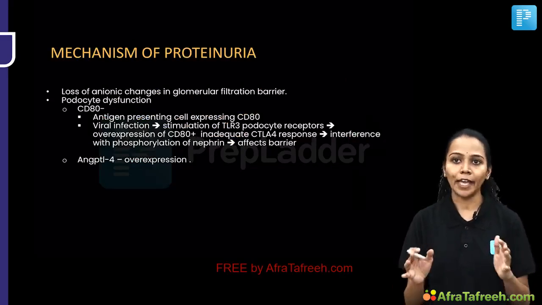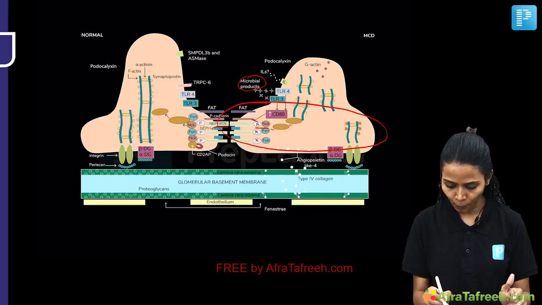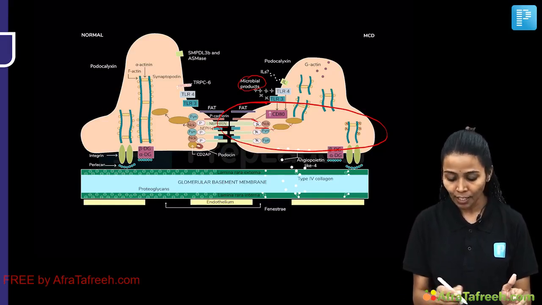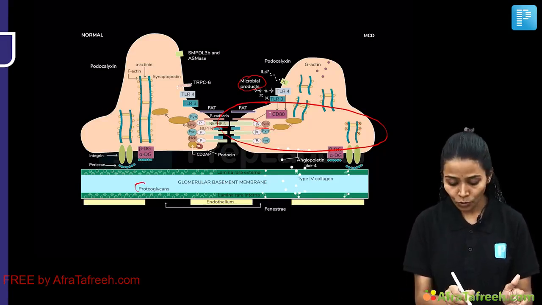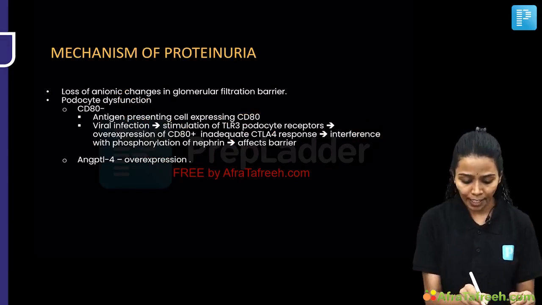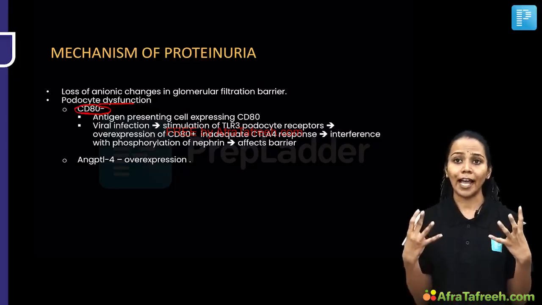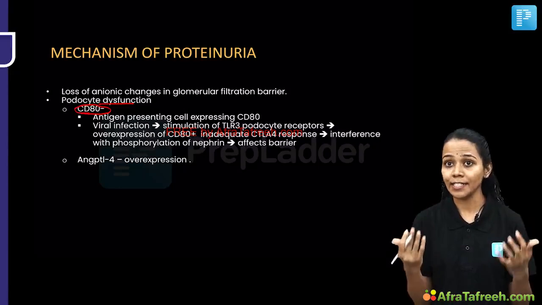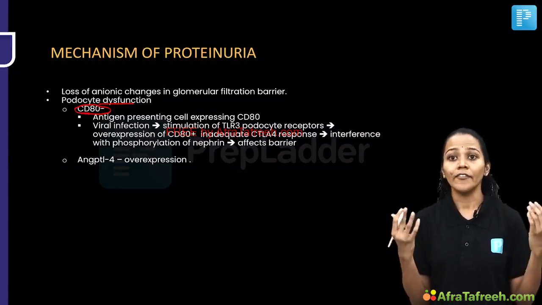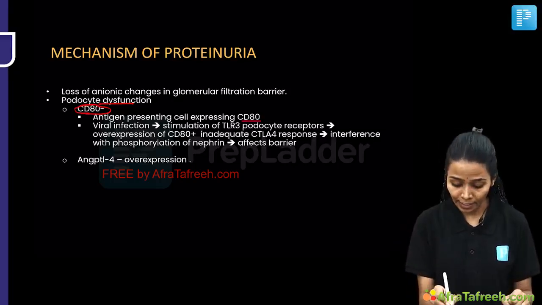Now next coming to mechanism of proteinuria. So first mechanism is, if you can see, this is the glomerular basement membrane which has proteoglycans, which is mostly heparin sulfate. So when this anionic charge is lost because of any condition, then it can cause proteinuria. Second thing is podocyte dysfunction. So podocyte dysfunction is by the CD80. What happens is podocyte acts like an antigen presenting cell, like a dendritic cell, when it is exposed to microbial products in this disease, and it will secrete this CD80.